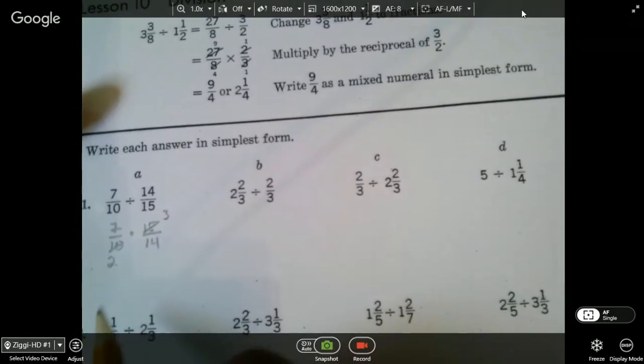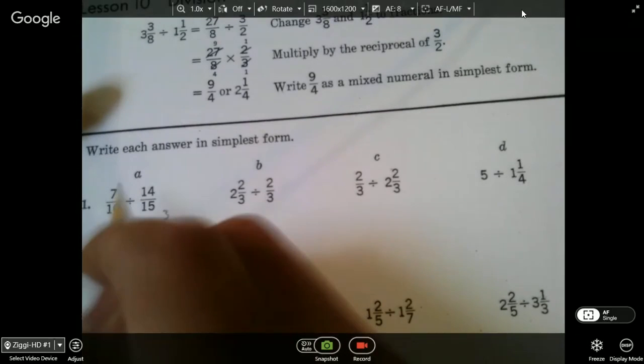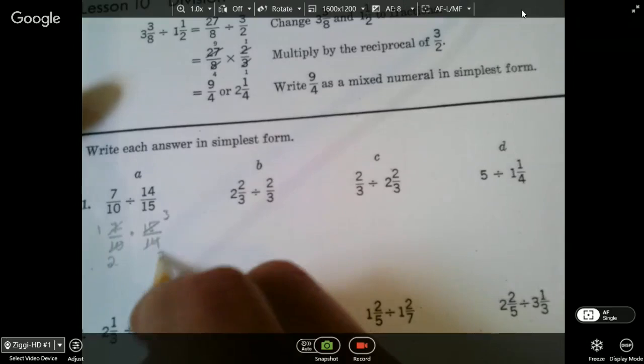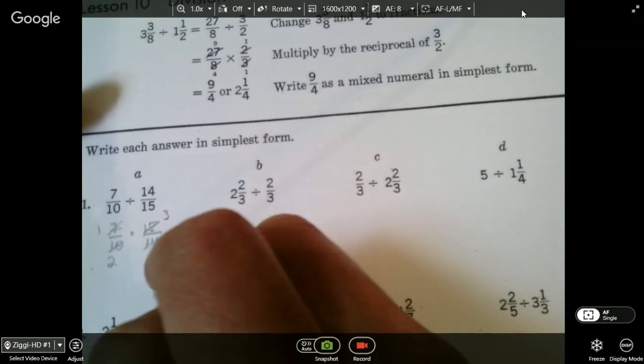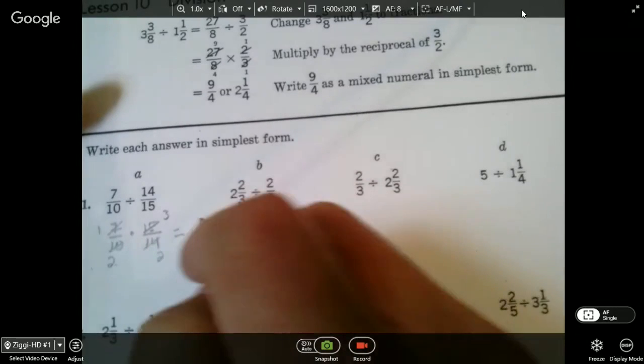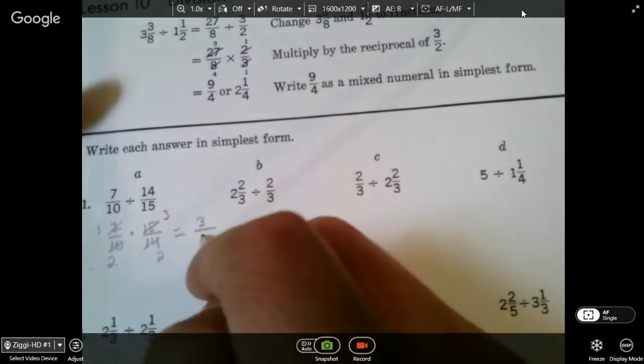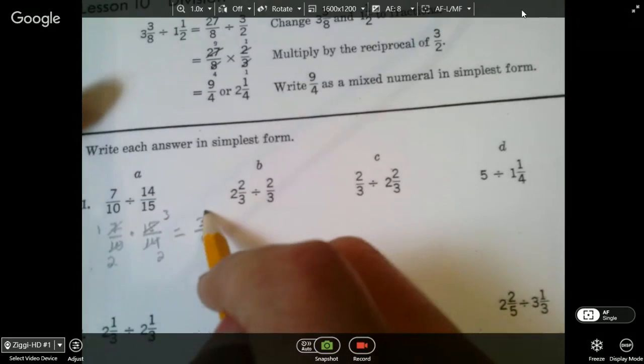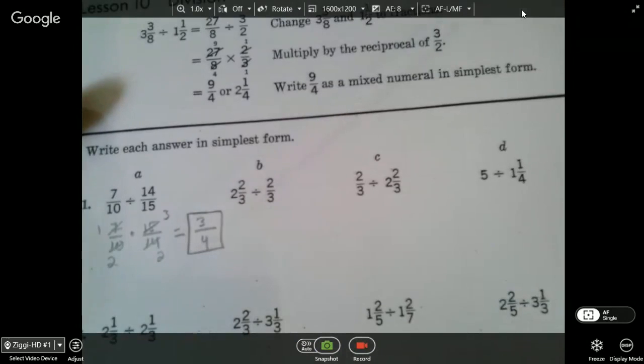7 over 14, greatest common factor is 7. 7 divided by 7 is 1. 14 divided by 7 is 2. Let's multiply horizontally. 1 times 3 is 3. 2 times 2 is 4. That is not an improper fraction. The numerator is smaller, so we are done there.